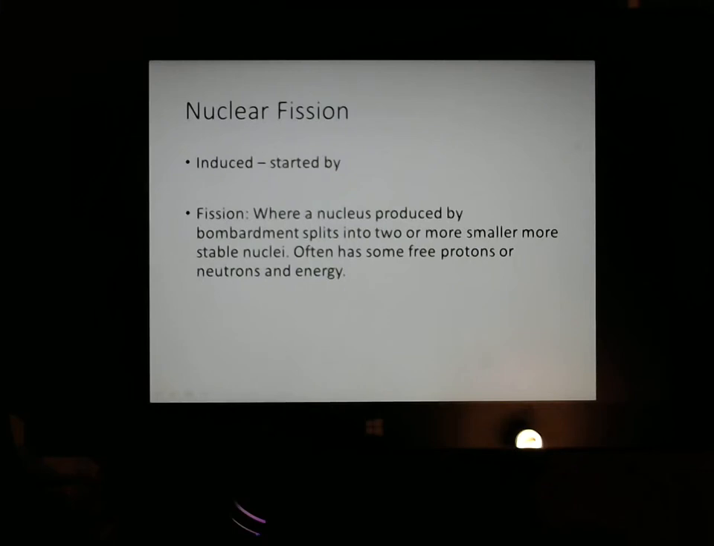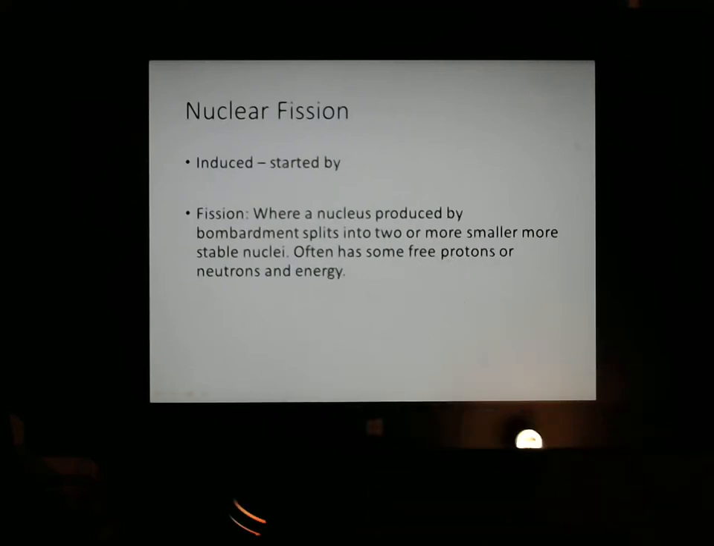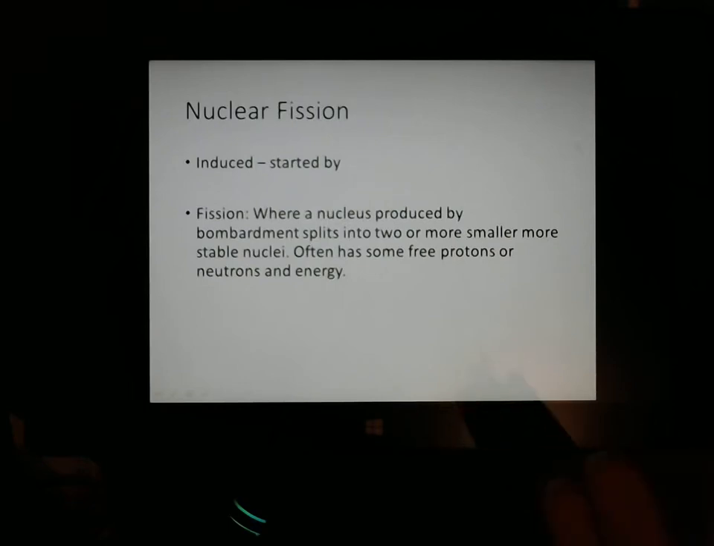Now this is different from just radioactive decay. So if we had just an atom of uranium-238, it would just decay over time, spit out a small bit, change what it is. If instead we were to hit it with a neutron, the change it would go through would be significantly different. We'll see that in a little bit. Often there's some free protons or neutrons, and there's some energy as well. Okay, so it has to split into 2 or more atoms that are quite different from the original.